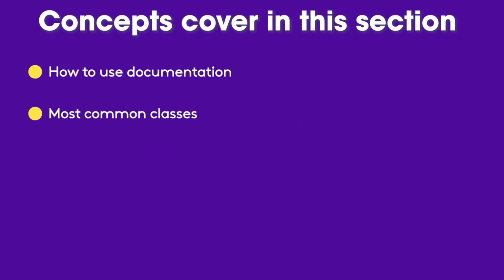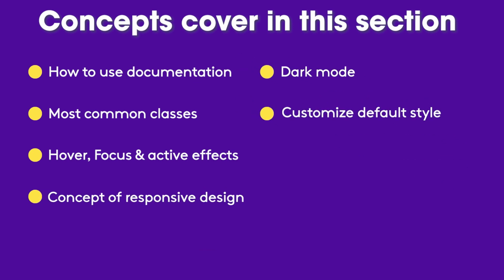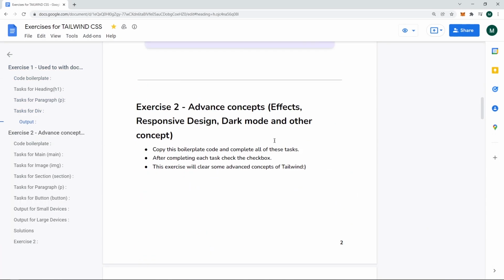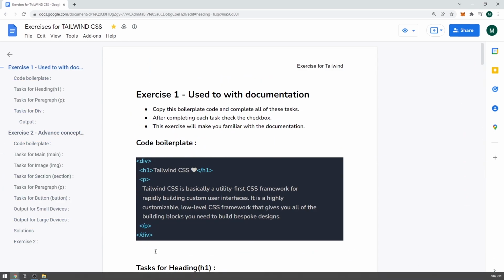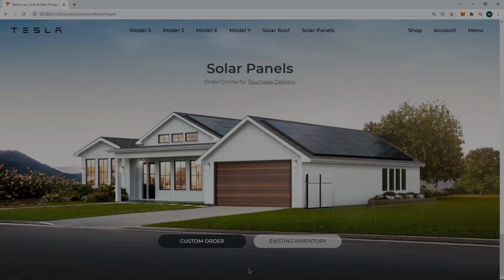In this section, we are going to learn some of the basic and advanced concepts of Tailwind, like how to use the documentation, most common classes, hover, focus, and active effects, the concept of responsive design, dark mode, customizing default styles, directives and functions, and much more. You will also love the exercises in this section which will help you to understand these basic concepts quickly. After this section, we will create the Tesla landing page from scratch so you understand the workflow of Tailwind CSS. So let's get started.